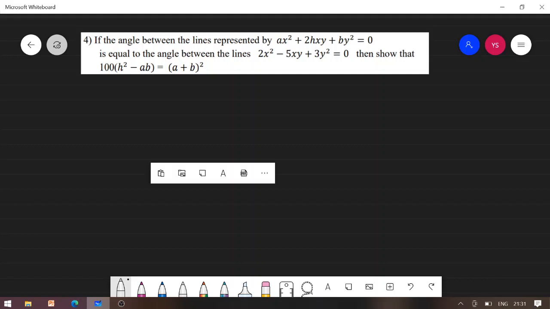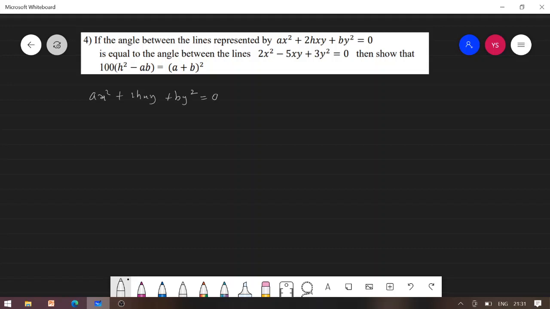So we have ax² + 2hxy + by² = 0 as the standard homogeneous equation of degree 2 in x and y. So the acute angle between the lines represented by ax² + 2hxy + by² = 0 is given by tan θ equal to mod of 2 times root of h² minus ab divided by a plus b.